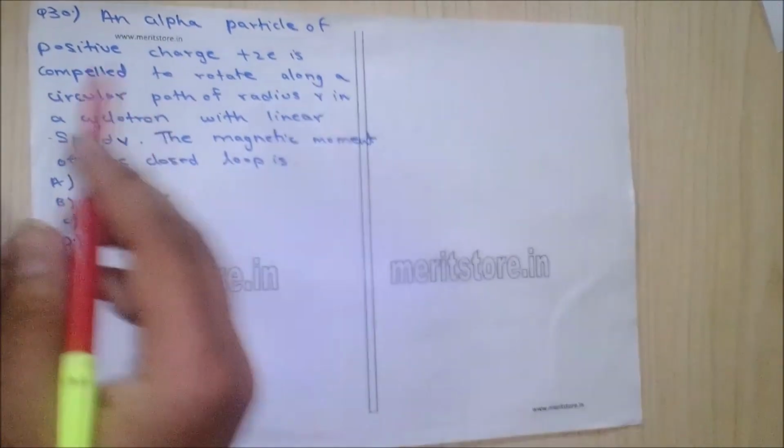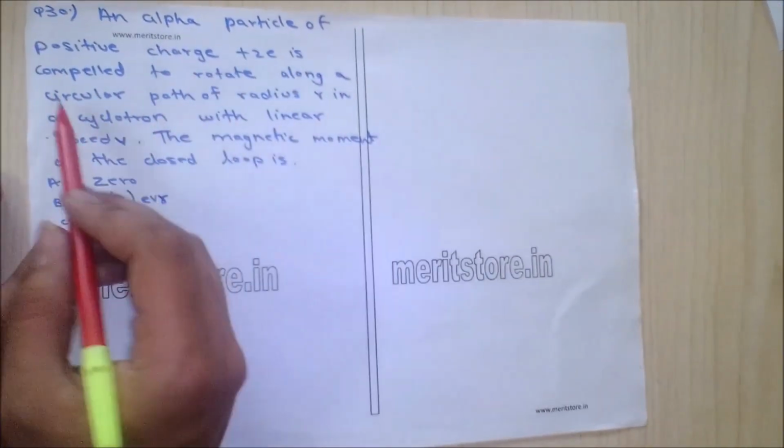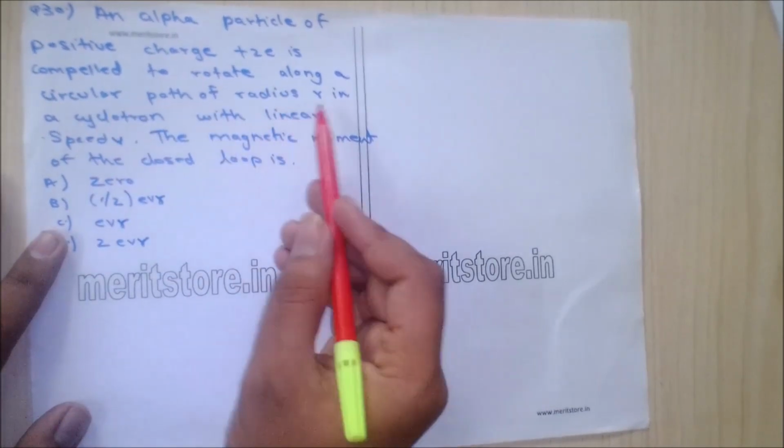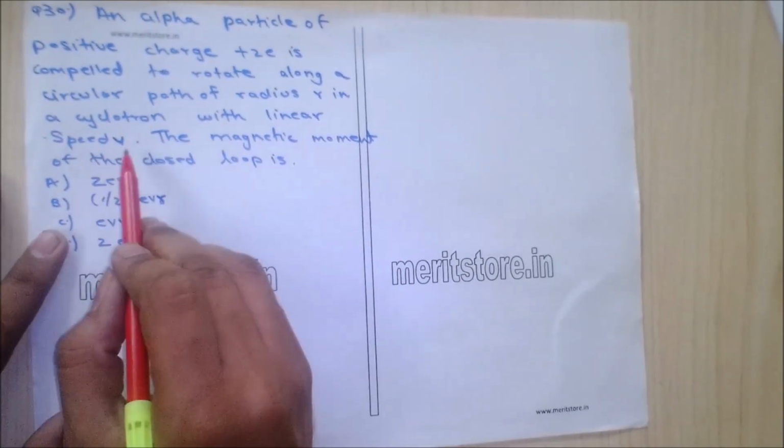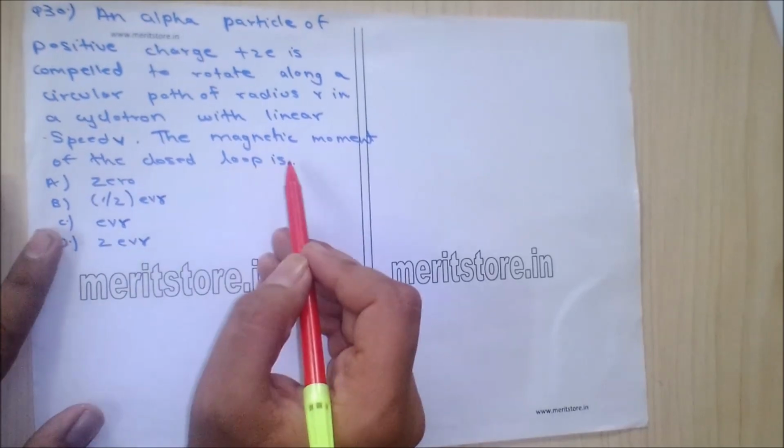Question number 30. An alpha particle of positive charge plus 2e is compelled to rotate along a circular path of radius r in a cyclotron with linear speed v. The magnetic moment of the closed loop is.